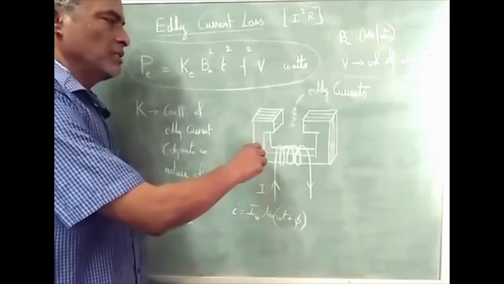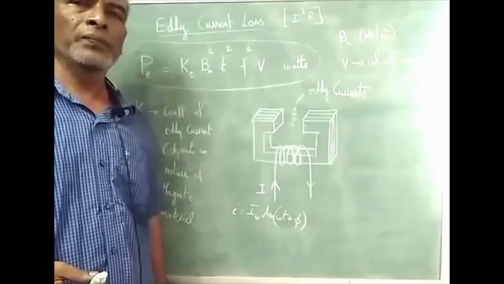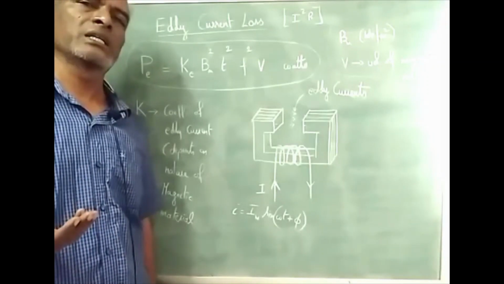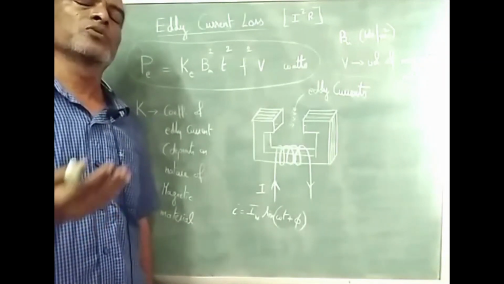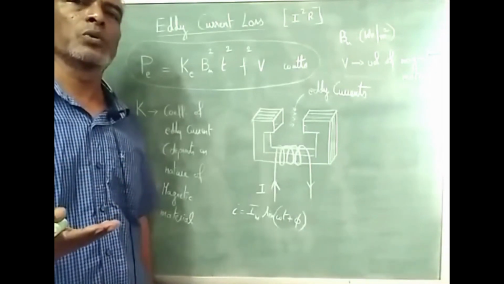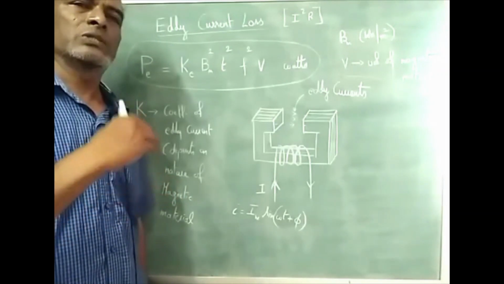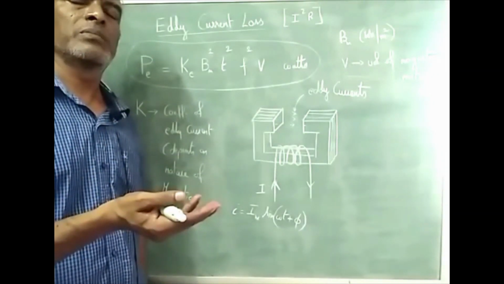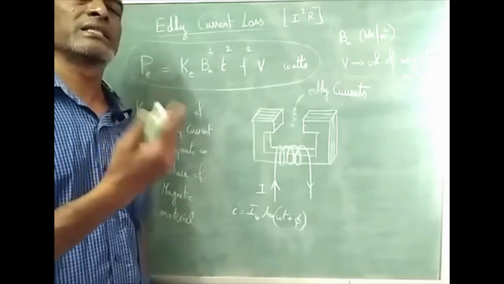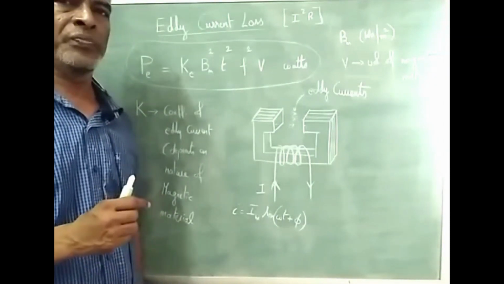The idea is you have a core. Why do we use the core? We want to increase the magnetic flux density. Suppose you have two windings as in a transformer, a primary winding and a secondary winding. From the primary you want to transfer the energy through magnetic coupling to the secondary. You want maximum efficiency, and for that you make use of a core.